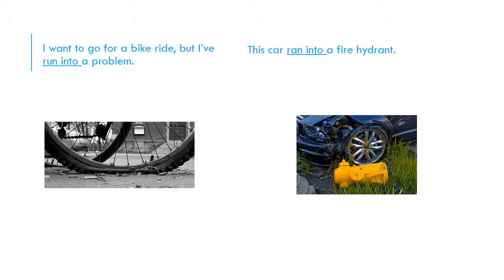Okay, I got some pictures here. On the left, look at this bicycle tire. It's flat. So, let's say I go outside to get my bicycle and I want to go for a bike ride. I look down at my tire and I realize I can't go for a bike ride. I've run into a problem. I have an unexpected problem. In the picture on the right, you can see this car has run into a fire hydrant. Looks like it's pretty badly damaged.